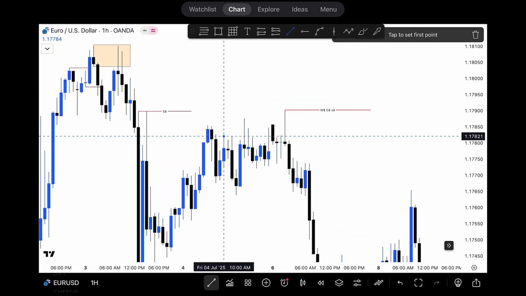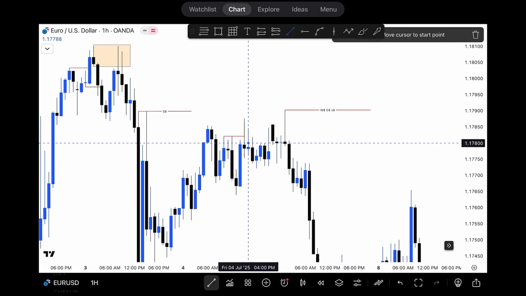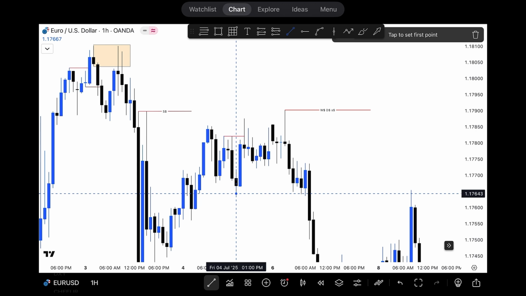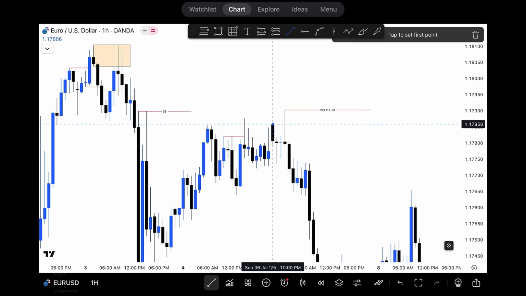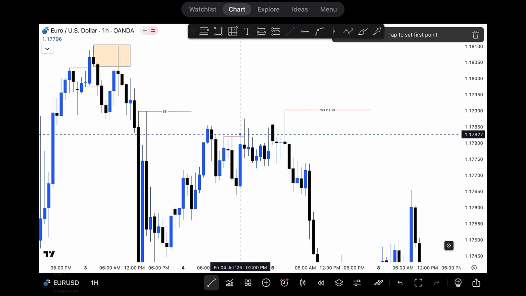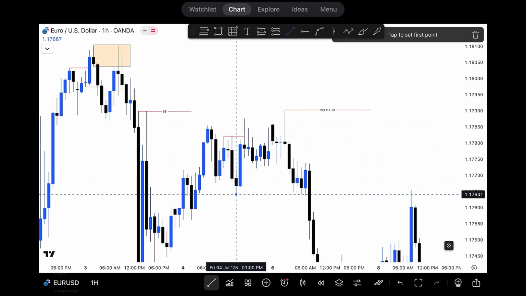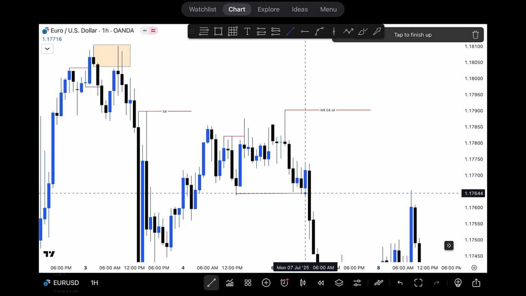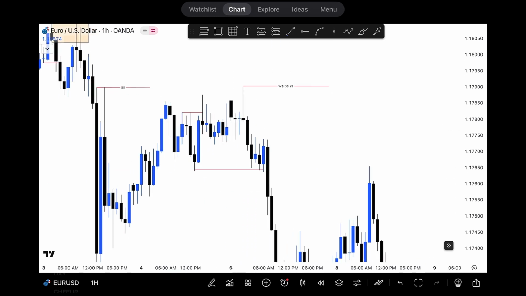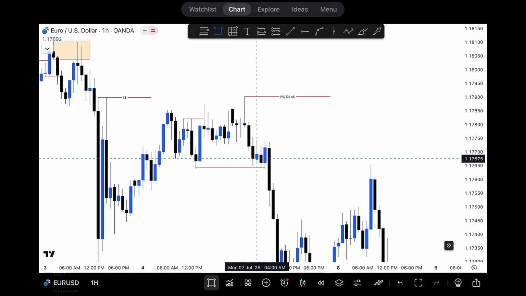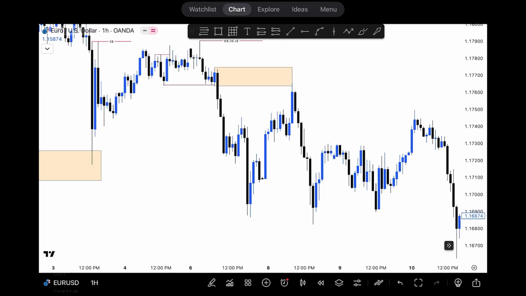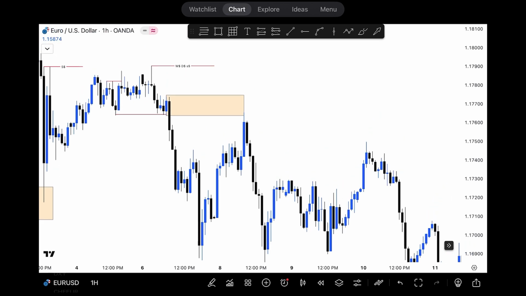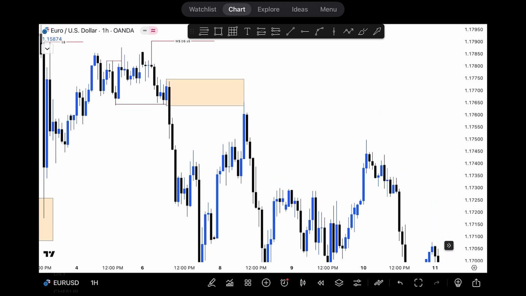Same thing here. Price took out this liquidity, swept it to the left. Okay, let's use this. Okay, this is it. Price took out this particular valid demand zone. See what happened here? Price came and then sold. The same thing happens over and over again.